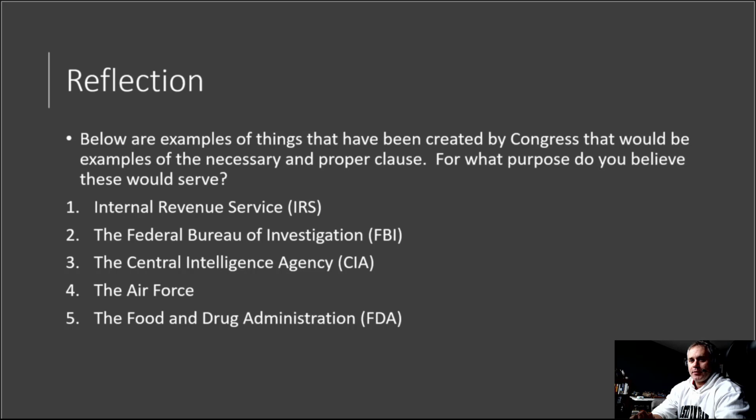So the FBI, the CIA, those are all related to national defense. The Air Force, we've already discussed. The Food and Drug Administration, if you don't know what it is, they basically put guidelines as to what is considered safe methods and practices for the creation of food and drugs. And you might be wondering, well, what power does that have to deal with?